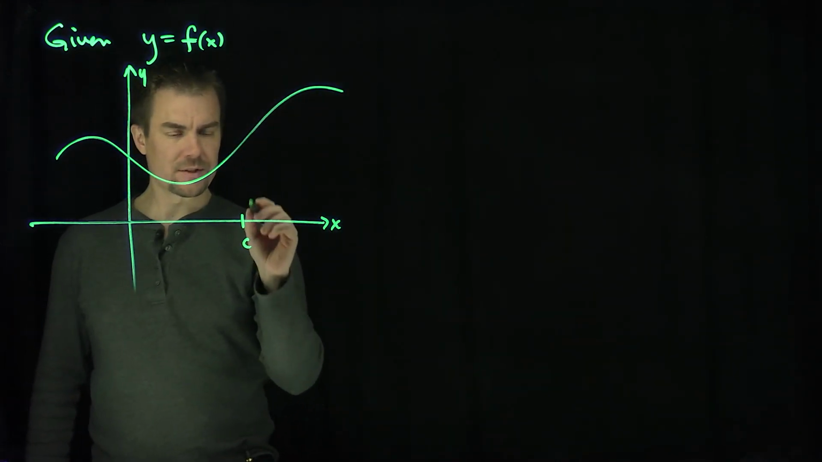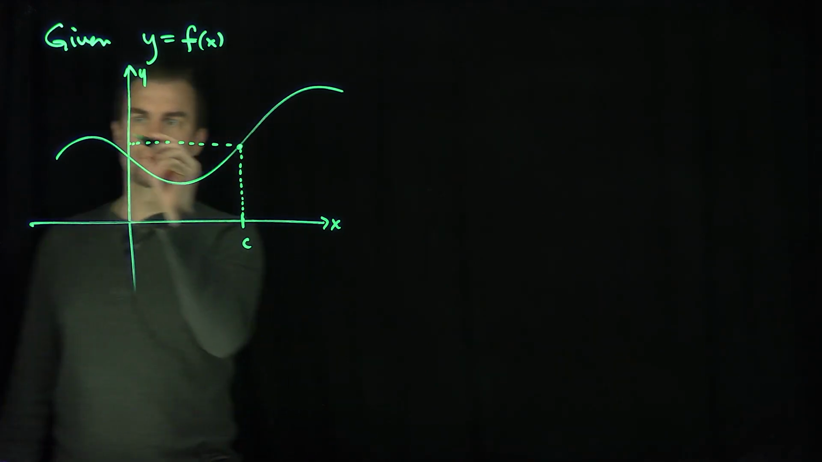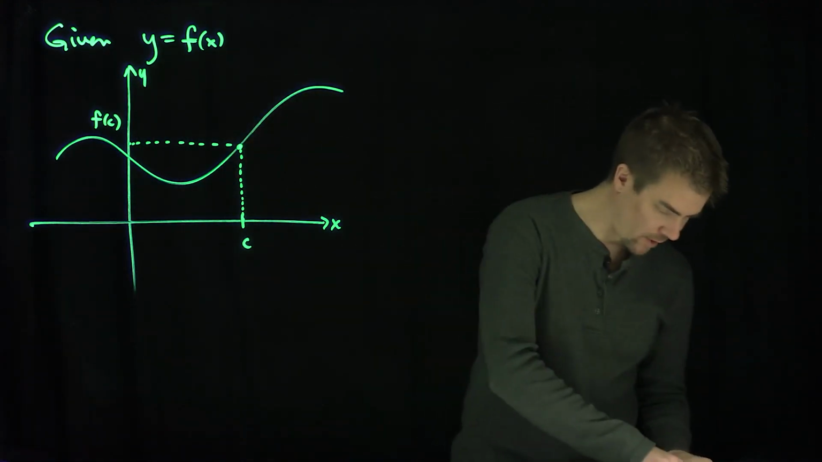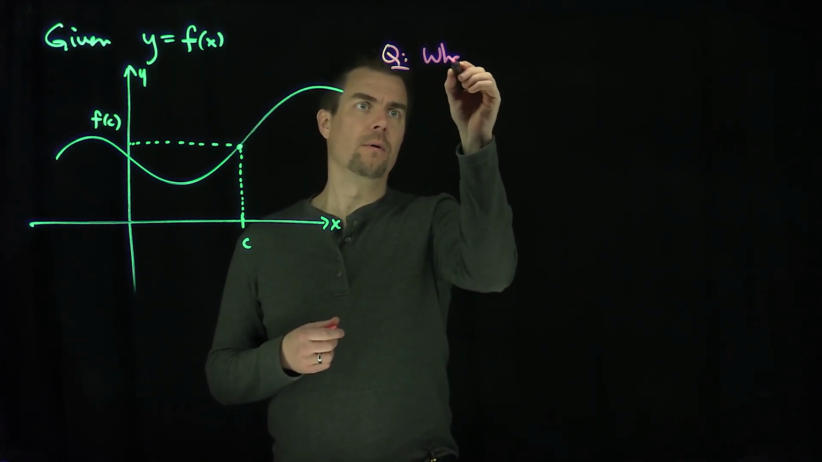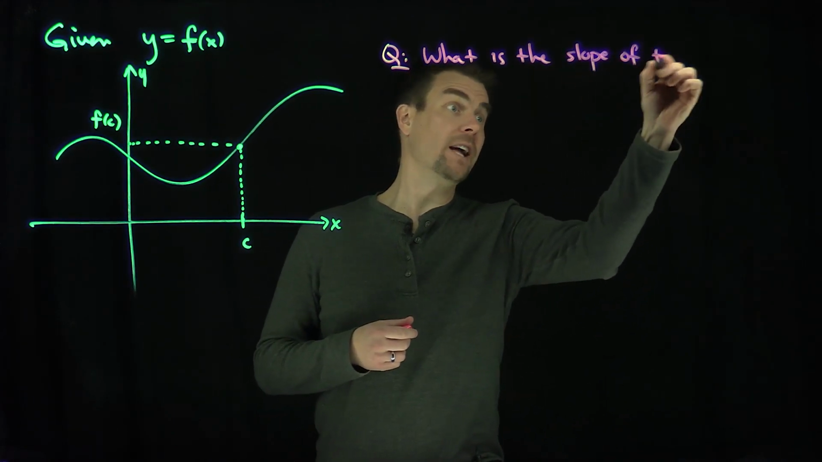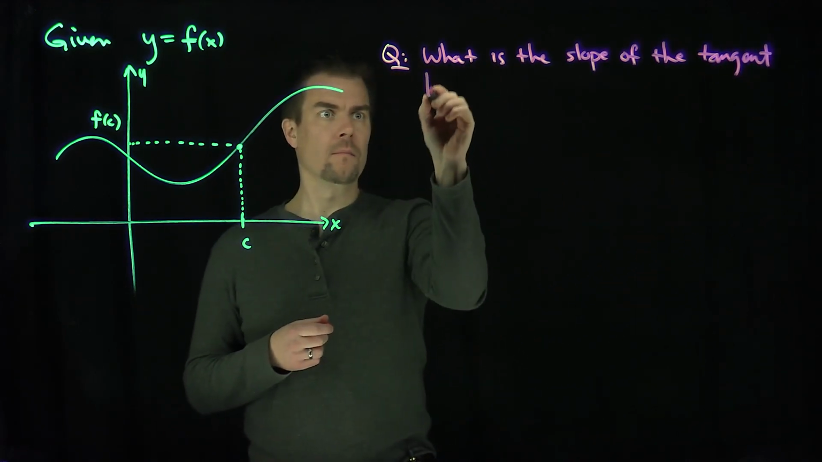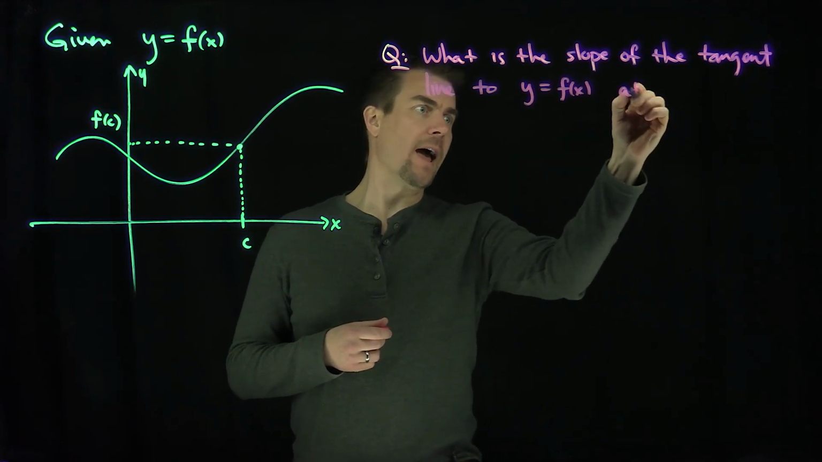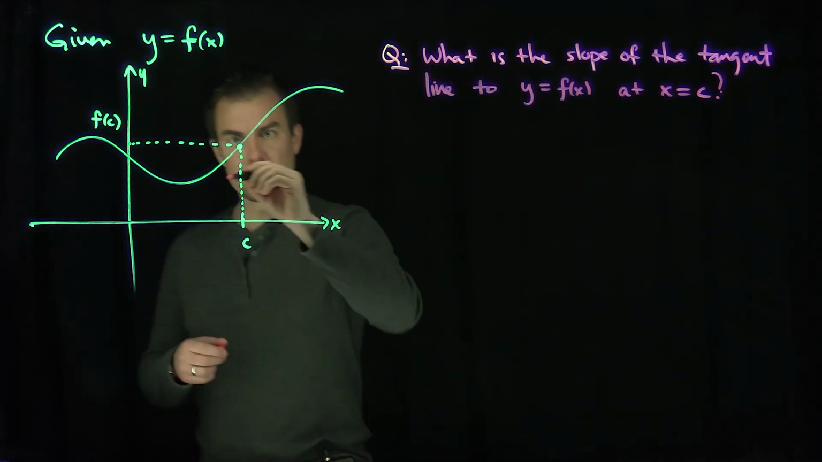And I'm going to consider a point over here, c, which will correspond to a value f of c. Okay. And we'd like to address the following question: what is the slope of the tangent line to y equals f of x at x equals c? That's our question. In other words, I'd like to find this slope over here.